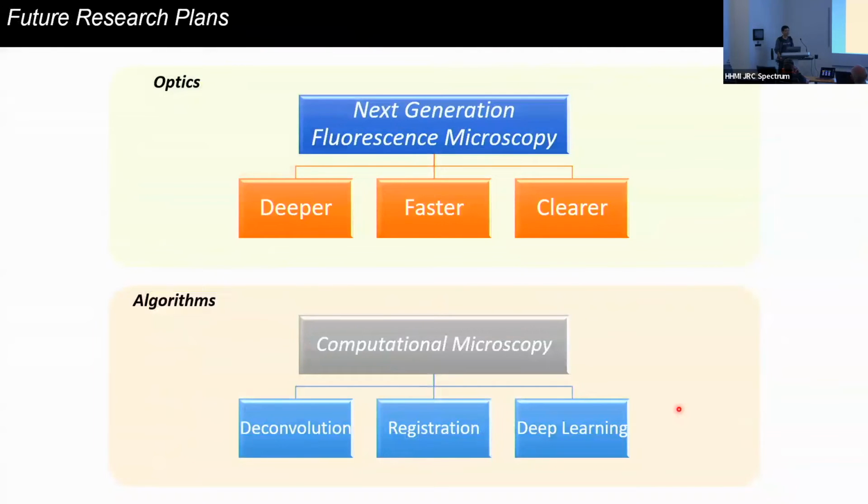In the last part of this talk, I want to discuss what is actually not a future research plan, but what I'm doing now at Janelia, since Harry and our lab moved here. In general, our future work still includes two parts. The first one is the optics part, the second one is the algorithm part.